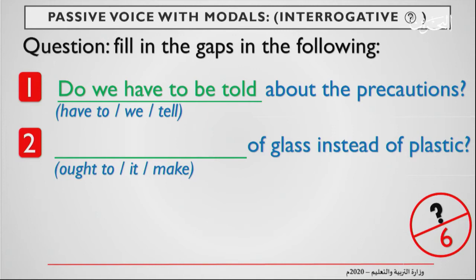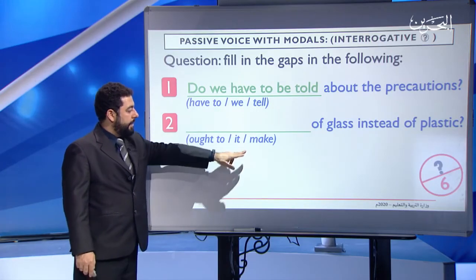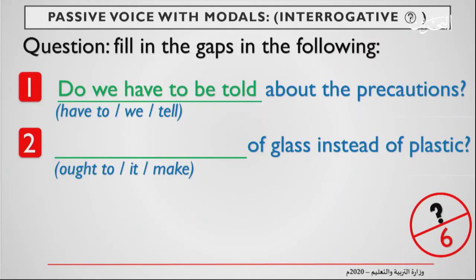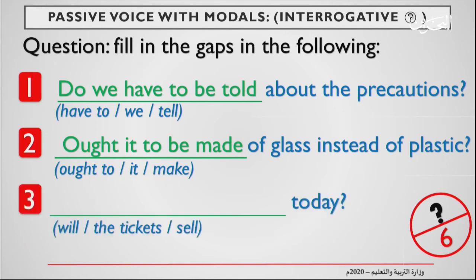Gap of glass instead of plastic, question mark. In building this question, you need to use ought to, it, and make. You have 5 seconds. Okay, now let's check the answer. The answer is, ought it to be made, ought it to be made of glass instead of plastic. All right, give yourself a mark, and let's do number 3.